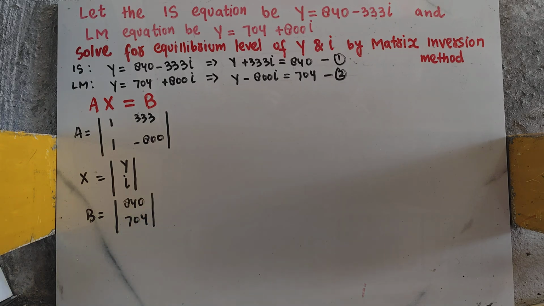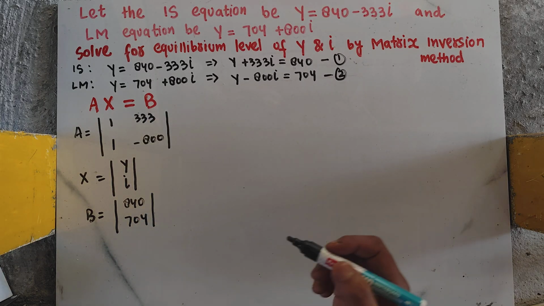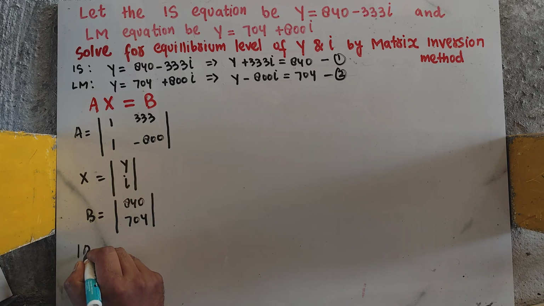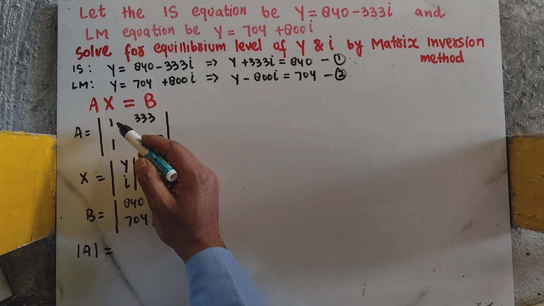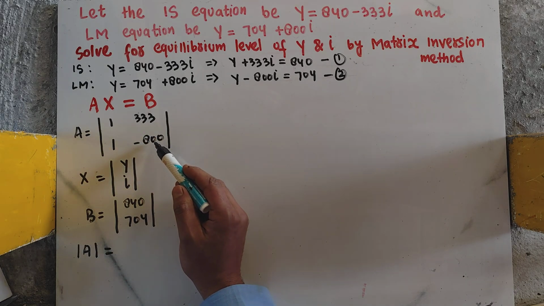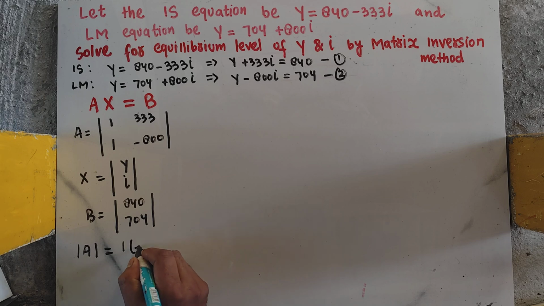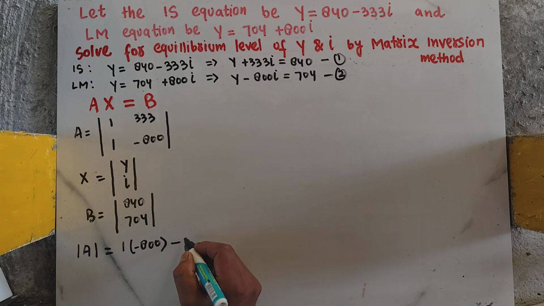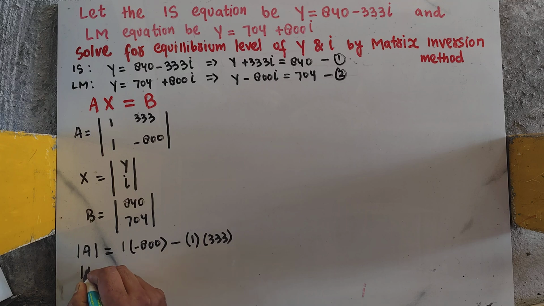Now that we have written them in matrix form, the first thing is to find the determinant of the coefficient matrix. How do we find the determinant? We multiply the principal diagonal elements first, that is 1 times negative 800. From this we subtract the product of the other two elements, that is 1 into 333. Solving this, we get negative 1133. So this is the determinant of the coefficient matrix.